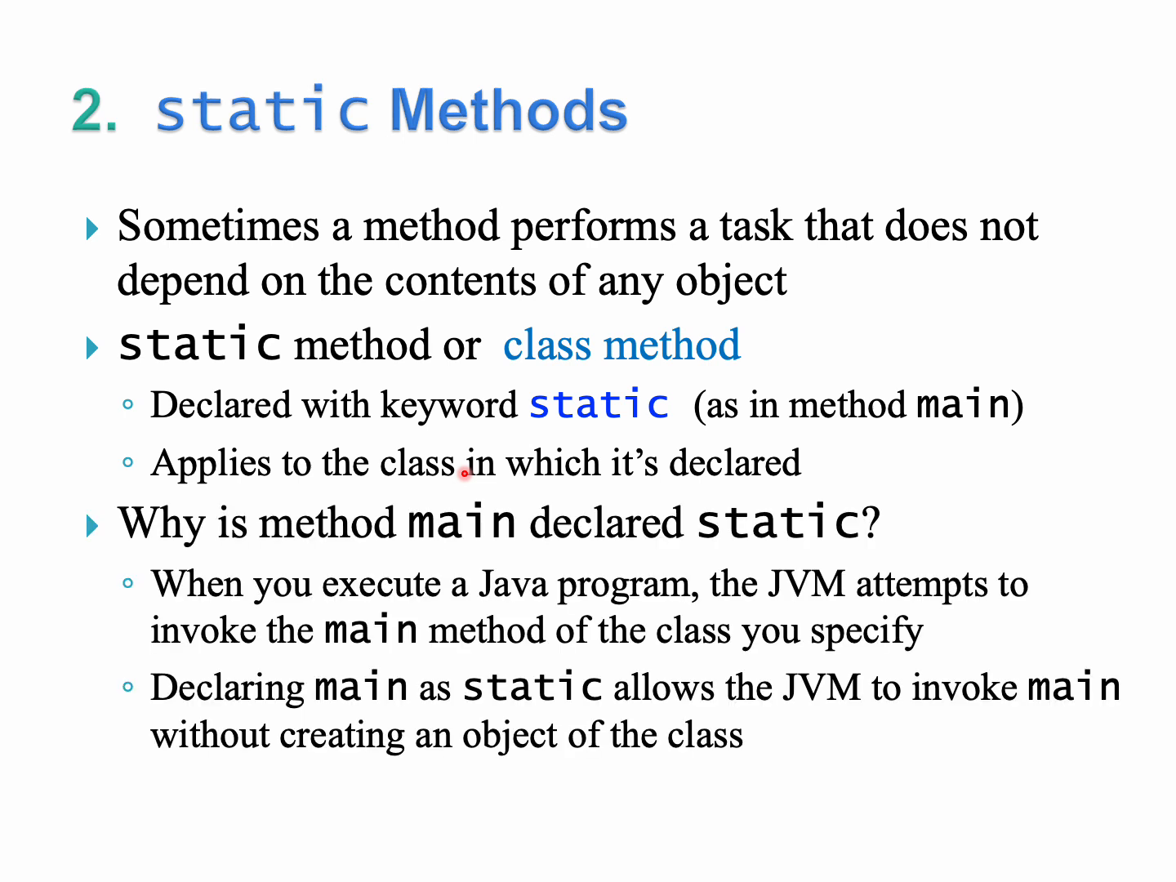By the way, why is method main always declared static? This is because the main method is the first method to be invoked when your Java program executes. There's no prior method to create an object on which the method main is called. So declaring main as static allows the Java virtual machine to invoke the method main without having to create an object of the class you specify.